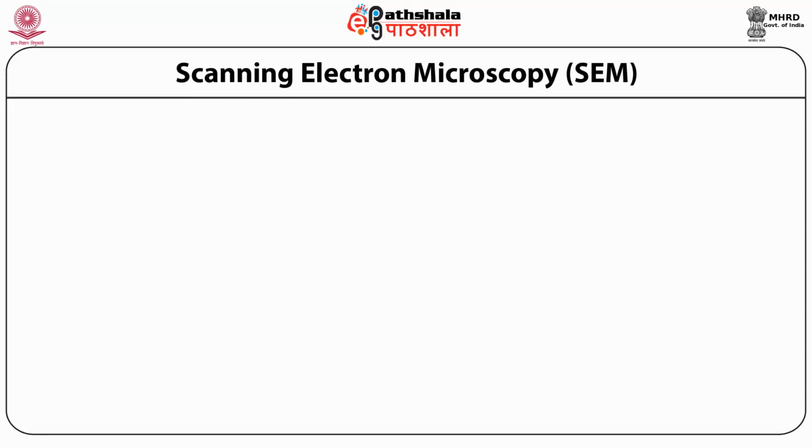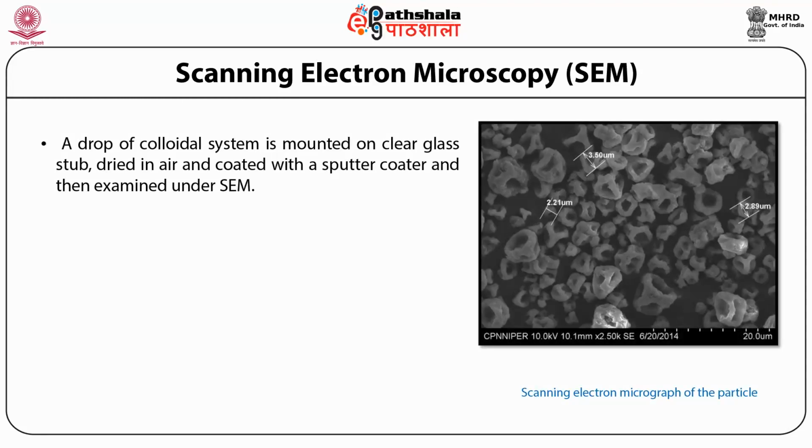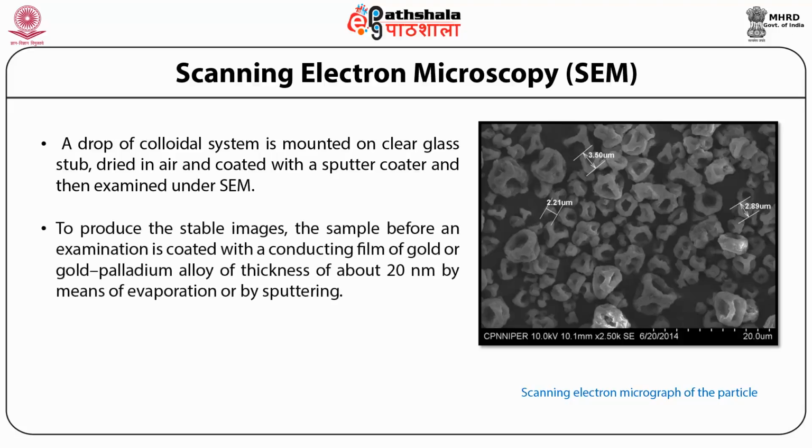In scanning electron microscopy, a drop of colloidal system or sample is mounted on a clear glass slide. This is dried in the air, and then it is coated with a sputter coater and then examined under SEM. To produce stable images, the sample before examination is coated with a conducting film of gold or gold palladium alloy of a thickness of about 20 nanometers by means of evaporation or sputtering. In this technique, you can clearly see the surface characteristics and the shape of the particles, as you can see in the image shown on the screen.